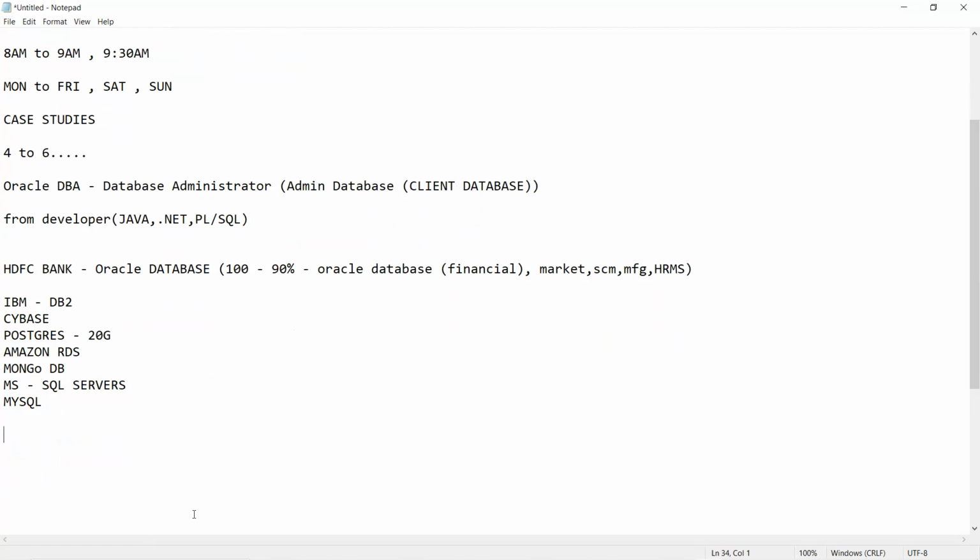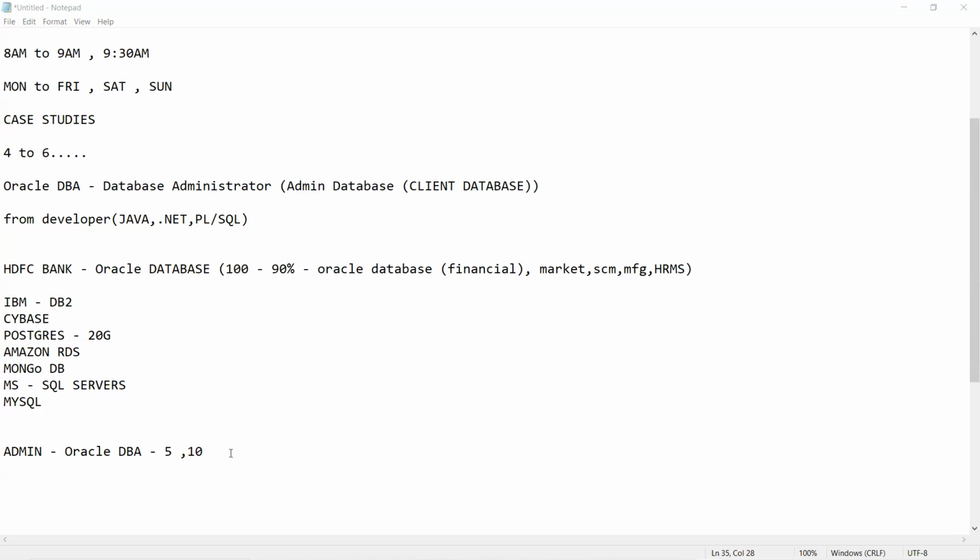Now see here, the benefit is that if you have chosen Oracle DBA as your career as an admin, there will be no change after 5 years, there will be no change after 10 years. So here what you have to do is, whatever you learn, you will go on implementing the same.